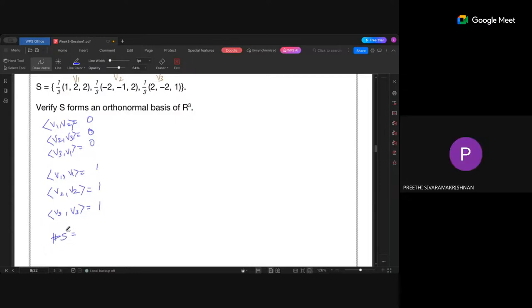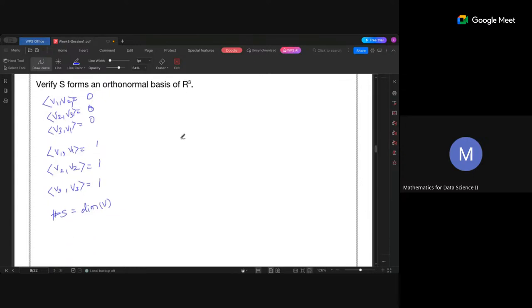What is the cardinality? It is 3, which should be equal to the dimension of V. Right? So here it is equal to 3 and hence you see that this forms a basis. So why is this cardinality checked? This condition guarantees orthogonality.